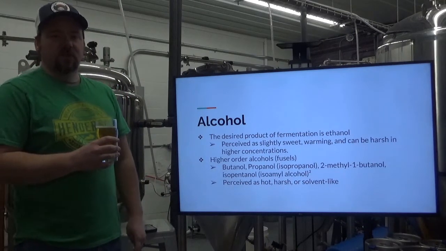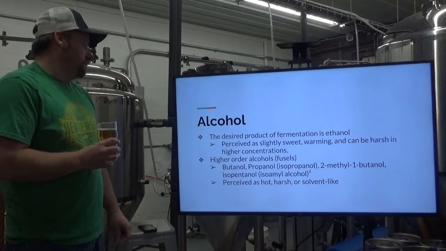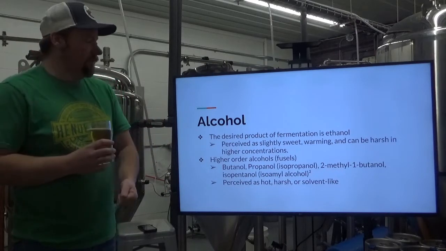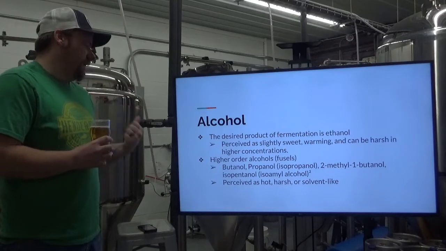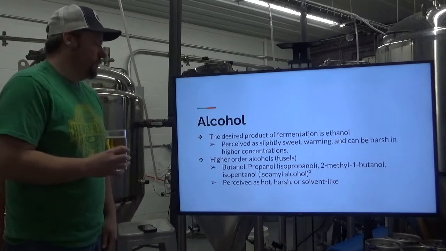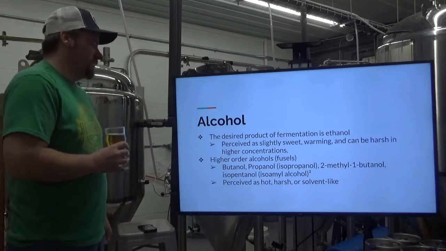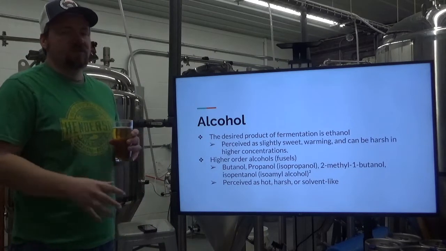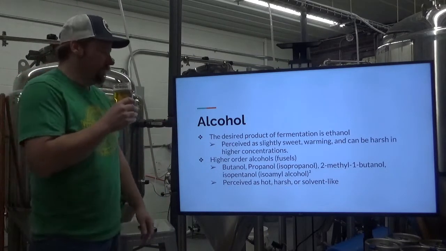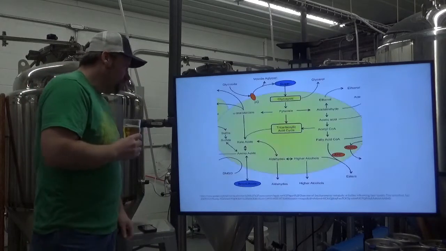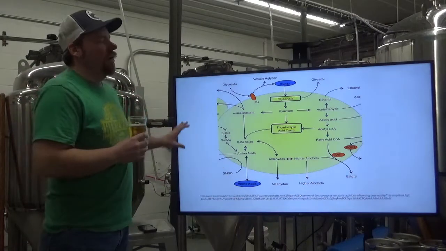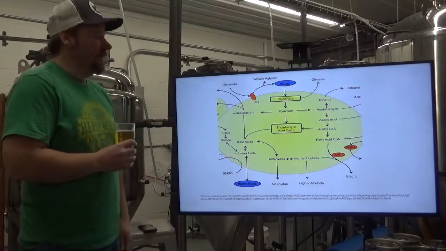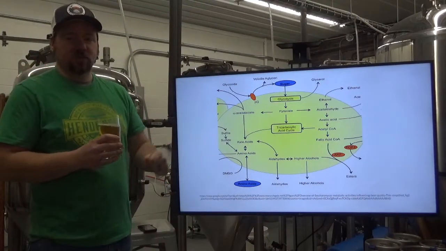Higher order alcohols, also known as fusel alcohols or fusel oil: butanol, propanol or isopropyl alcohol, 2-methyl-1-butanol, and isopentanol, also known as isoamyl alcohol. These can be perceived as hot, harsh, or solvent-like. Sometimes medicine as well, but those are the main descriptors: hot, harsh, and solvent. And we come back to this, and of course, everything that we're concerned about, we want ethanol. That is our desired effect. That is our desired outcome. That's what makes this drink so wonderful.